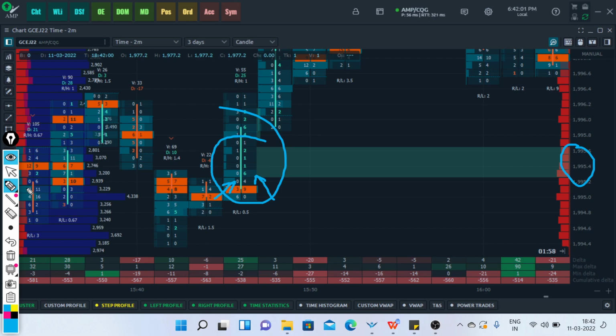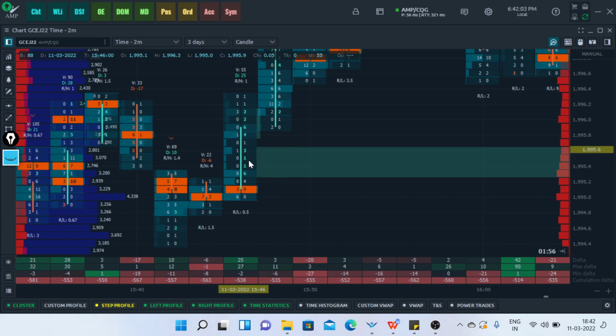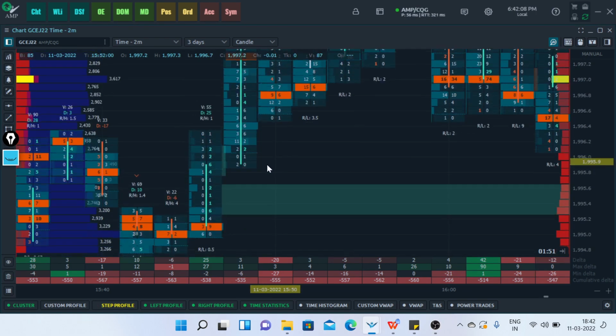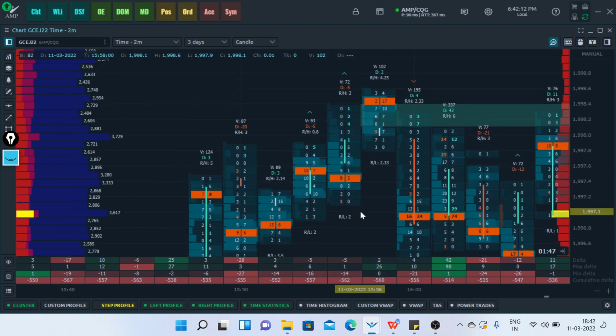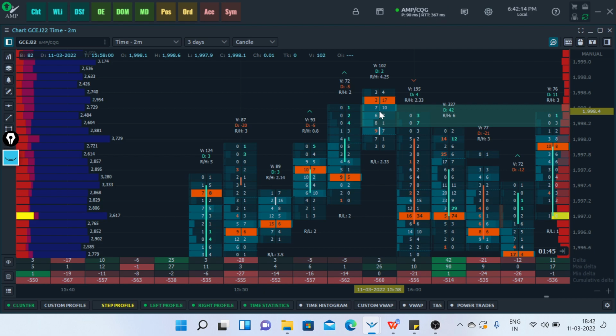After the buying imbalance on this candlestick, the price moved from the range of 1995 to 1998. This is a $3 move, and I think this is a pretty good move in scalping. So you can utilize this footprint chart or order flow trading chart very well in your scalping strategy. I found it very usable, or you can say very beneficial.